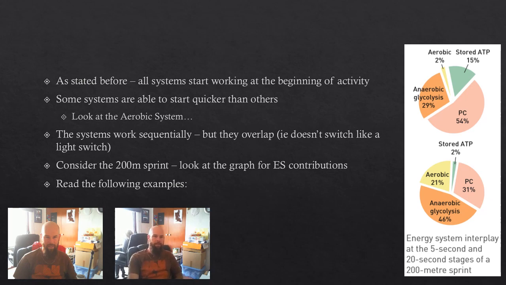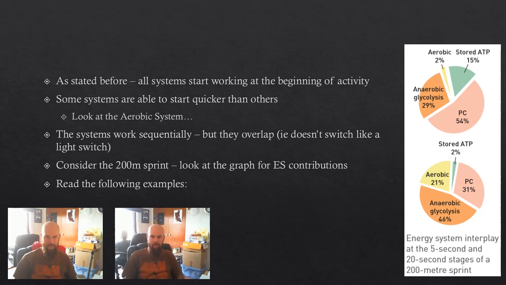Okay, if you look at the graph over on the side here, these are the contributions for the energy systems for a 200-meter sprint. Okay, so the first graph is the 5-second stage, and then the second graph, the one down the bottom, is the 20-second stage for the sprint. Okay, you can see the difference between the two.